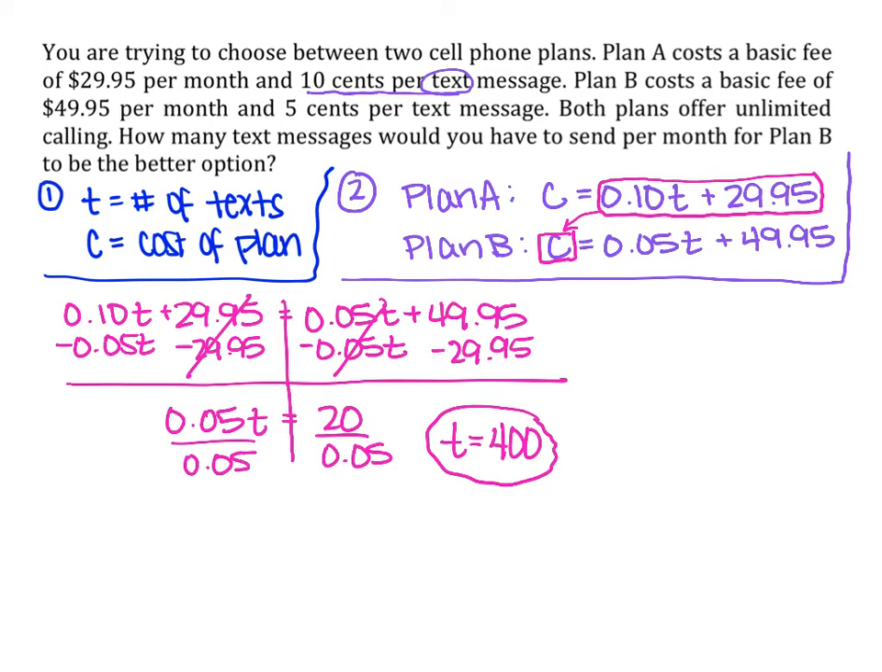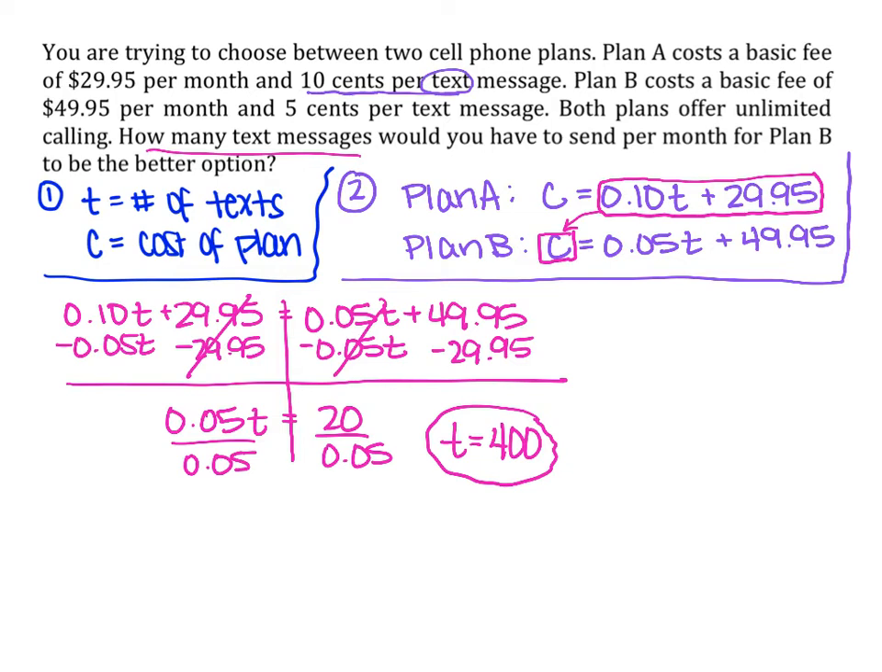So the two costs would be equal if I sent 400 text messages. That's what that tells me. How much would they cost? Right? That would be finding the second part, putting that back in. I don't think I have to know that for this problem. It just is asking me about how many text messages would you have to send in order for Plan B to be the better option. So I'm not going to worry about finding the actual cost or going back and plugging T in for this problem.